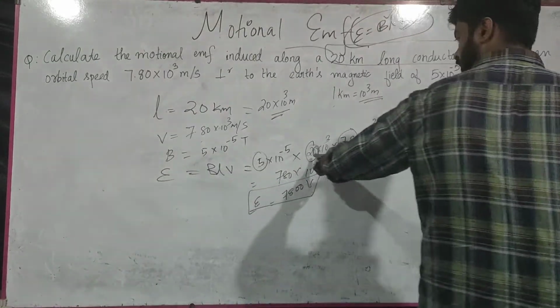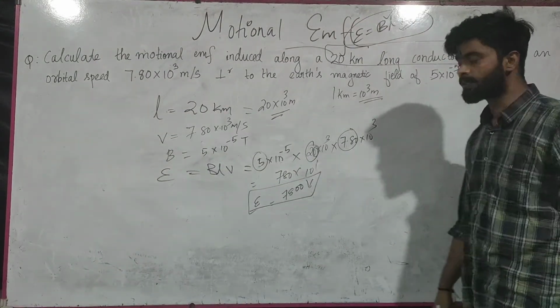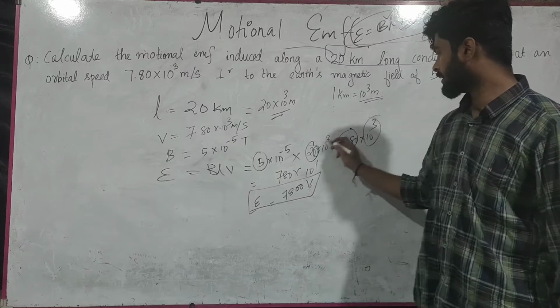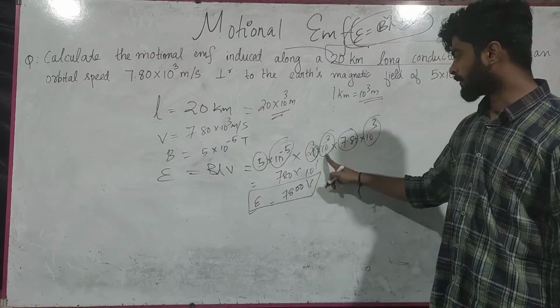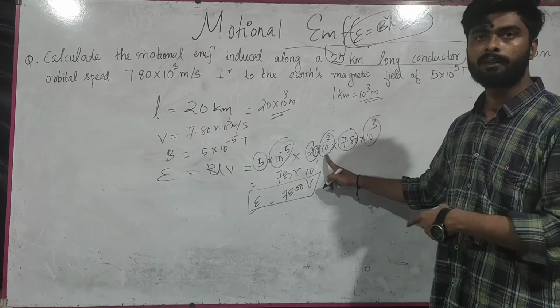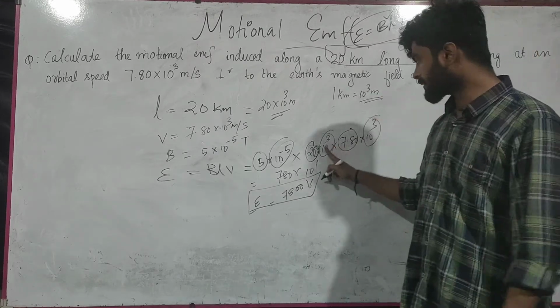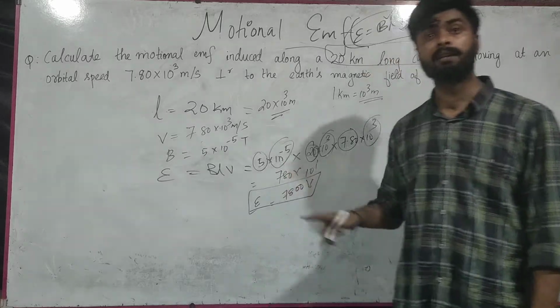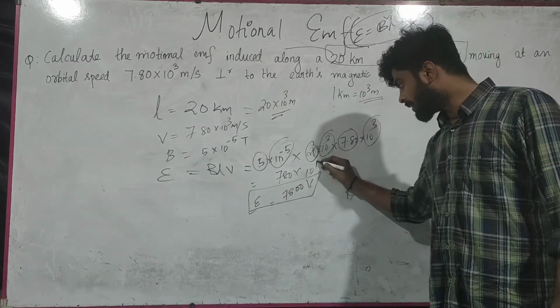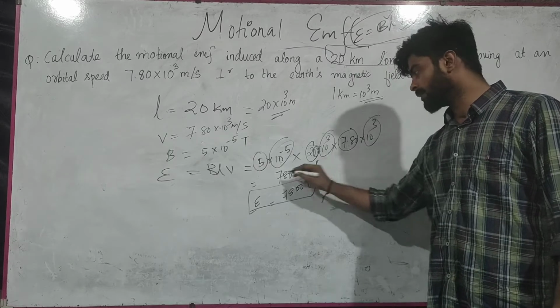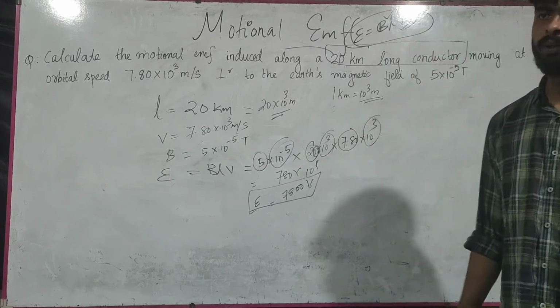On solving the powers, you will get 10 to the power 1. 20 into 5 is 100, right? 100 into 7.80 is 780. And on solving the powers, this is 10 to the power 3. 10 to the power 3 into 10 to the power 3 is 10 to the power 6. 10 to the power 6 into 10 to the power minus 5 is 10 to the power 1. So 780 into 10 to the power 1, so this is 10 into 780, 7800 volt.